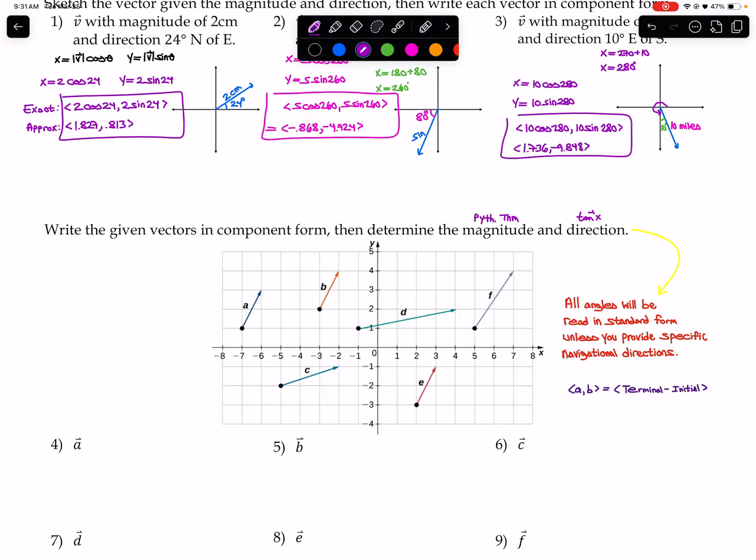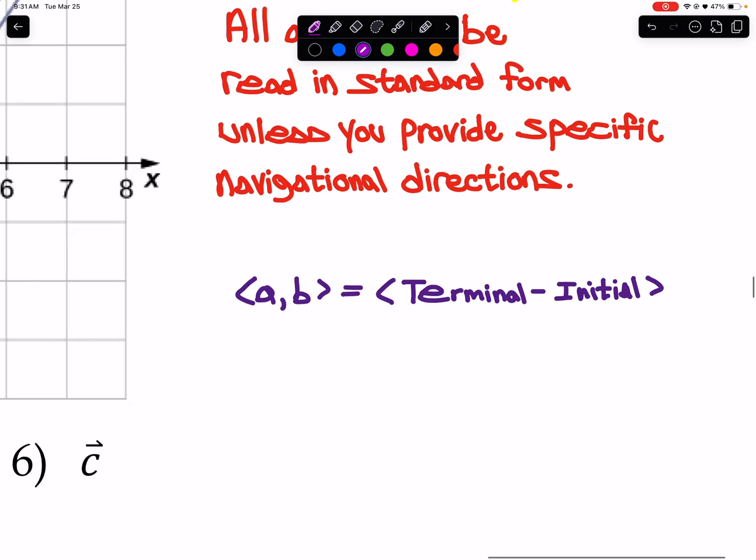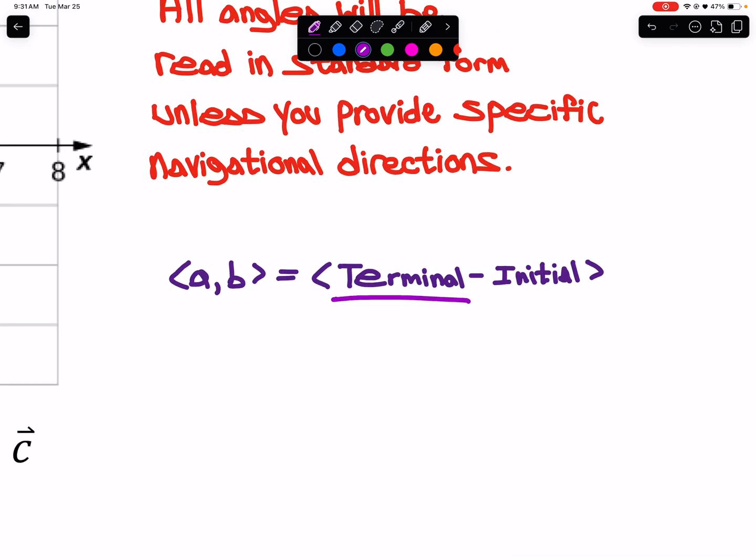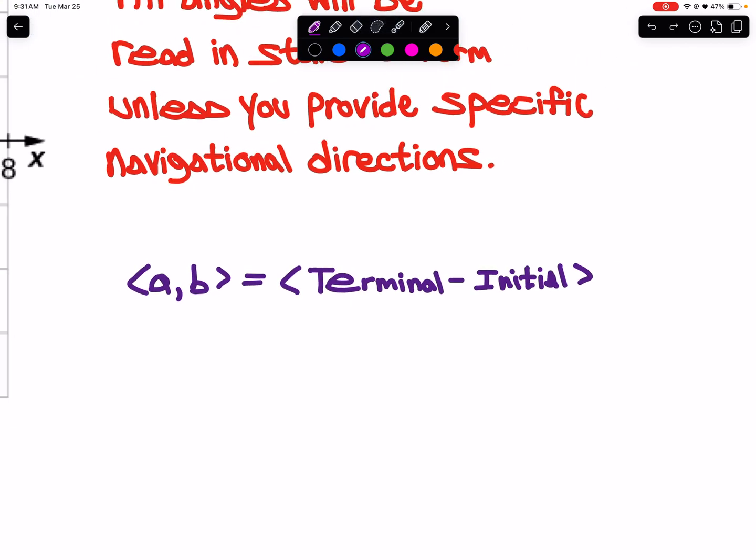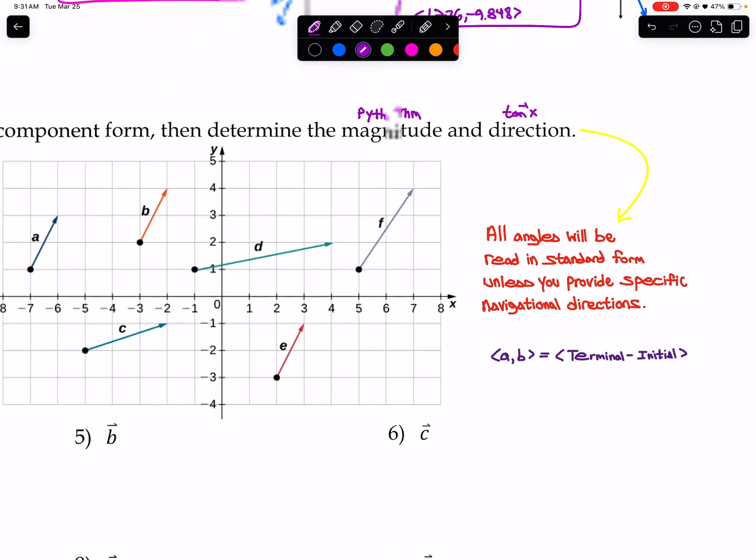In order to find the actual component of the vector, we need to find the terminal side, which is the side with the arrow. And then we're going to subtract where it starts. You could say where the arrow is, or where it ends. So the ending minus the starting, however you want to phrase it. But in technical terms, it would be the terminal minus the initial side.